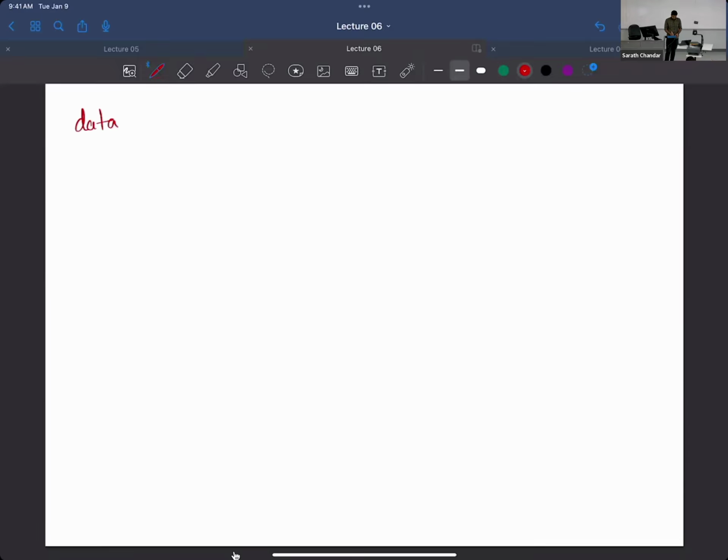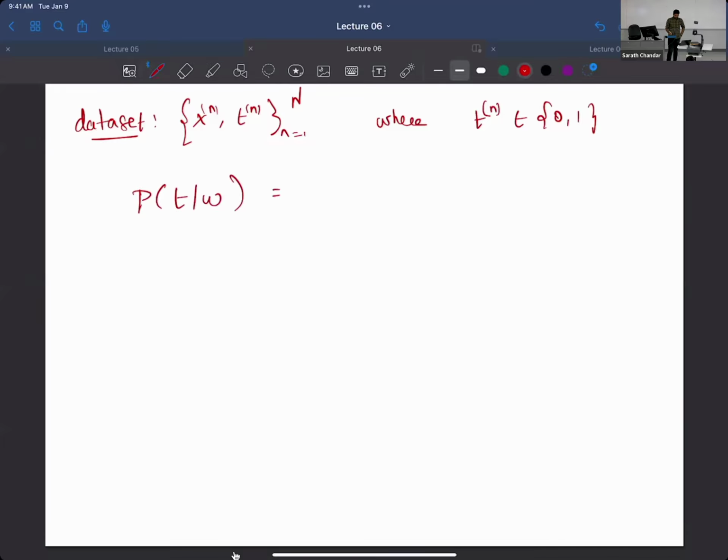So we are going to start with a data set, which is a bunch of xn and tn, n equal to 1 to capital N. So the probability of T given W is given by the product of n equal to 1 to capital N of Yn when the class is 1, where Yn is just sigma of W transpose X, and 1 minus Yn when the class is 1 minus Tn.